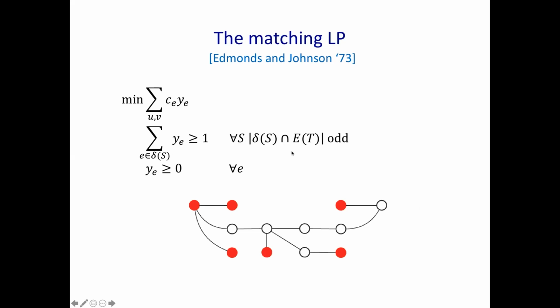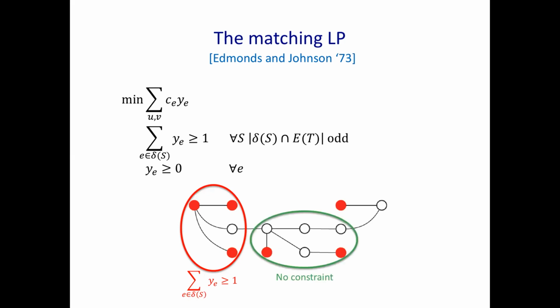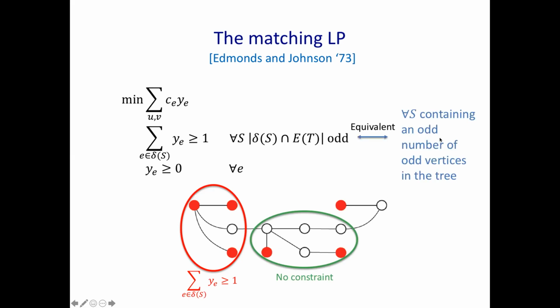So let's make sense of this second constraint. Basically, if you select a set whose cut has an odd number of edges in the tree, by degree sum arguments, the number of odd vertices in this set must be odd. So one of them must be matched outside the set, letting us add this constraint. This set, on the other hand, has no such constraint because these two vertices could be matched to one another. So this is the same as looking at sets with an odd number of odd vertices in the tree. The written constraint is just a more convenient convention.